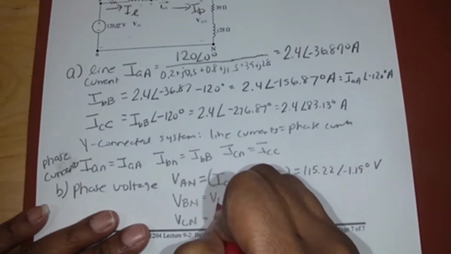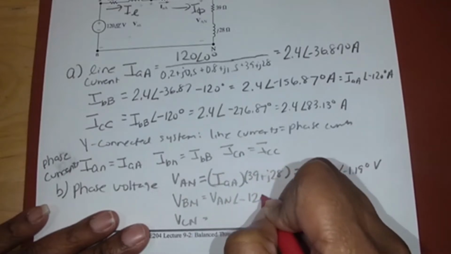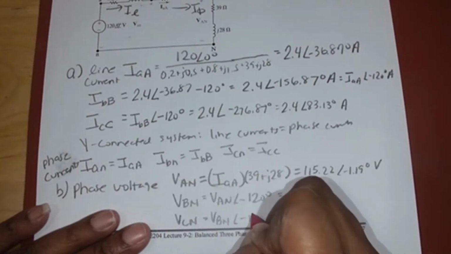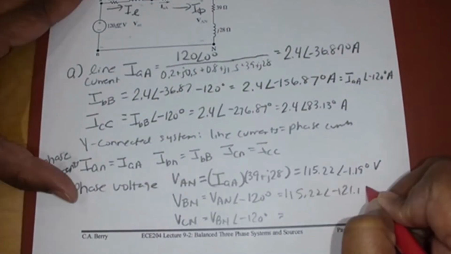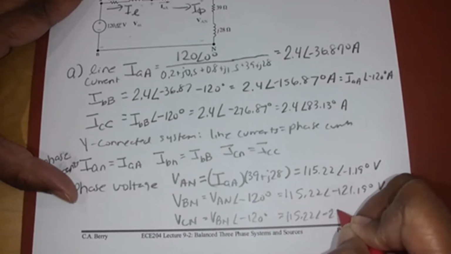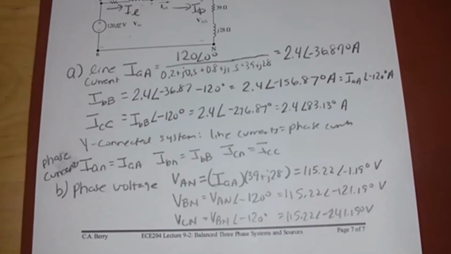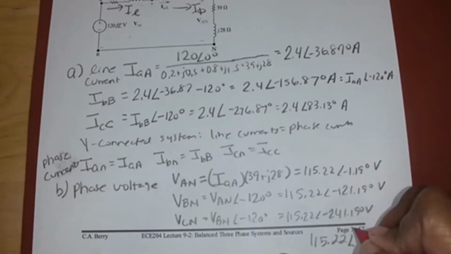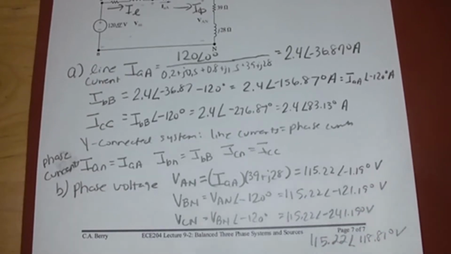And now for VBN, delay VAN by 120 degrees. For VCN, delay VBN by 120 degrees. Very good. VCN is 115.22 with an angle of negative 241.19 degrees. Or you can write it with the positive angle. Okay? Any questions so far? So VCN with the positive angle is 115.22 with an angle of 118.81 degrees.